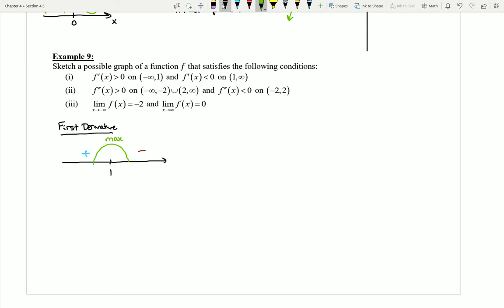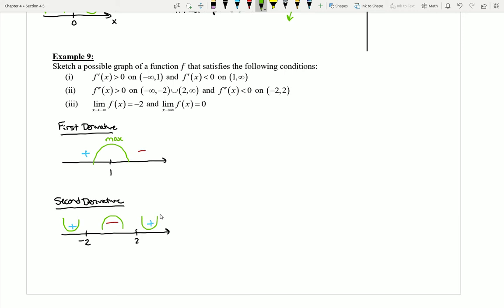Okay, well what about my second derivative? Now over here, I'm told that my second derivative is positive from negative infinity to negative 2. But then also from 2 to infinity, so let's put 2 on here, it's also positive. But in between those, it comes out negative. So this tells me about concavity. I know my graph is concave up. I know my graph is concave down. And I know my graph is concave up.